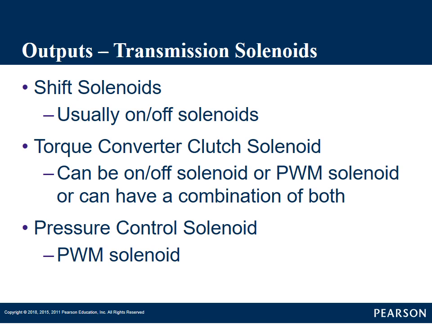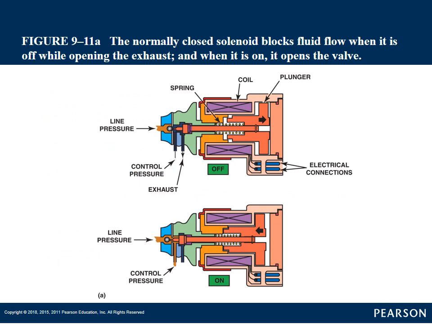Heavy throttle, we want higher pressure so we can engage those clutch packs tighter so we can shift a little later. Light throttle, we have less pressure, so quicker shifts, softer shifts. That's all controlled, the pressure is controlled by the pressure control solenoid. All right.